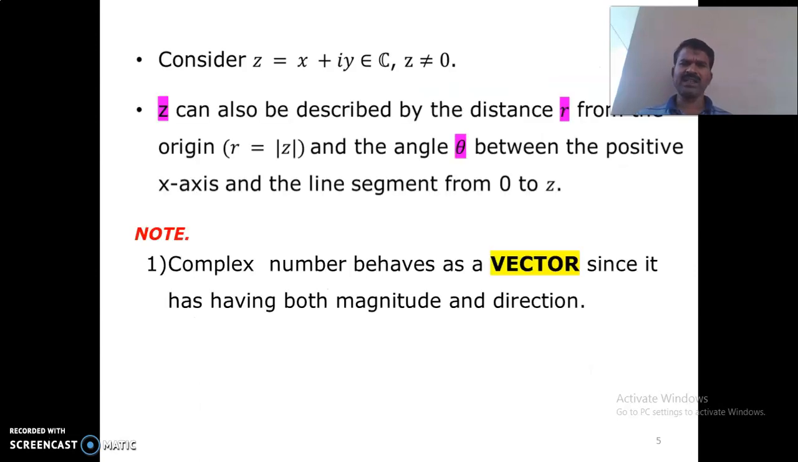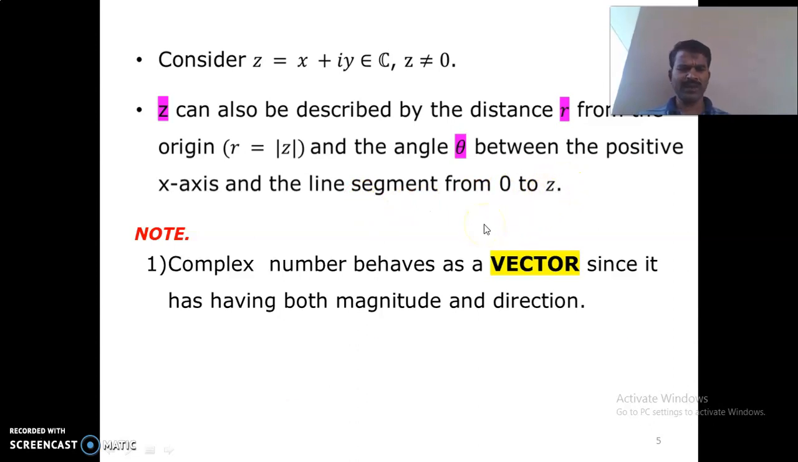And consider the complex variable z equals x plus iy, which is a member of the complex plane, where z is always a non-zero number. Then z can also be described by the distance r from the origin, that is, on a circle, a closed curve, with r equal to mod z, and the angle theta between the positive x-axis and the line segment from 0 to z.